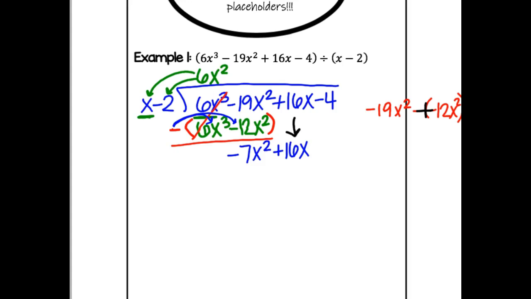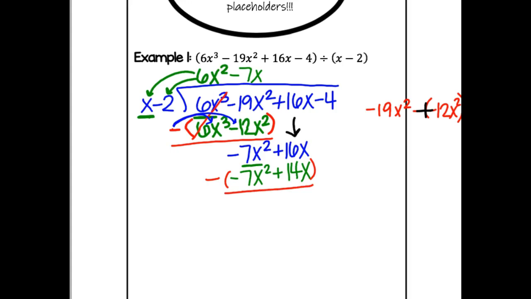What do we need to multiply our x by to get -7x squared? Well, we need to multiply by a -7x because we need one more x. Then I distribute that through. -7x times x is -7x squared. -7x times -2 is plus 14x. We're now going to subtract that whole quantity, so we distribute through.